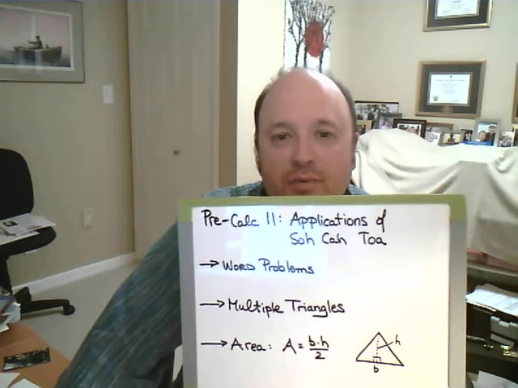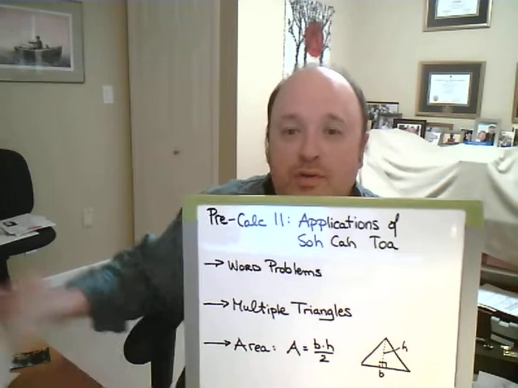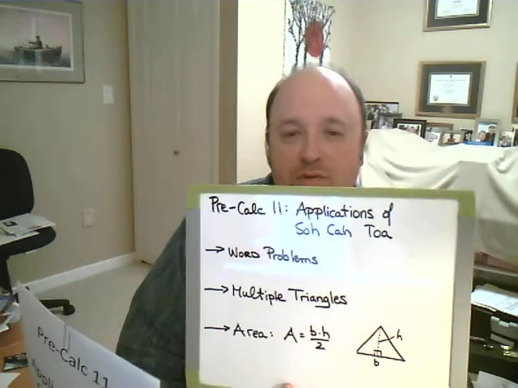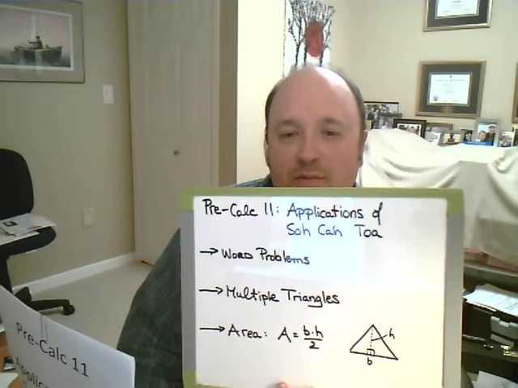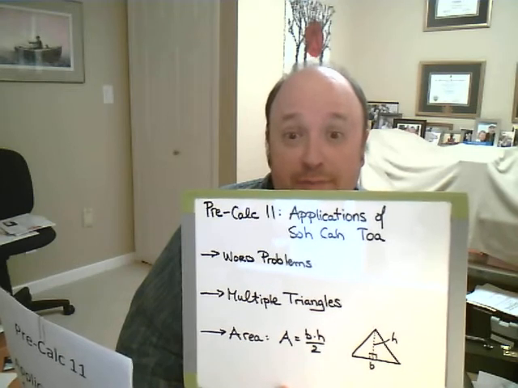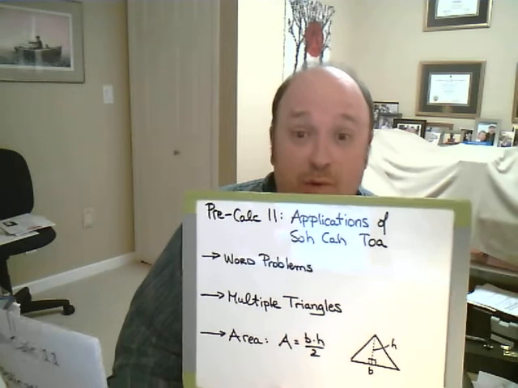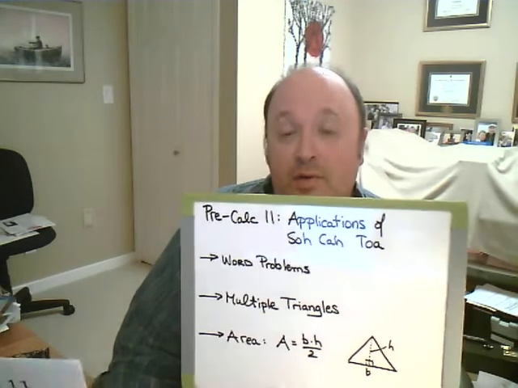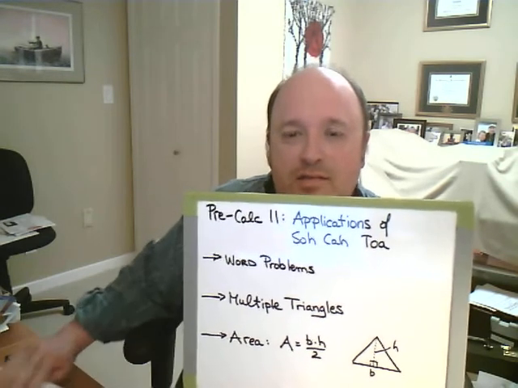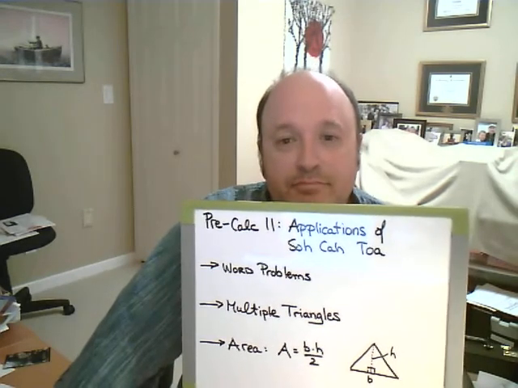So here we are at Pre-Calc 11 and we're looking at the video that supports this booklet, Applications of Soh Cah Toa. We'll start off with some word problems, then we'll look at multiple triangles, and then we'll think a little bit about area and how to deal with those. It shouldn't be too bad. It's just an extension of the work that we did last class, only now we're dealing with new types of contexts with how we manage our work. So let's have a look at our first detail, thinking about a word problem.